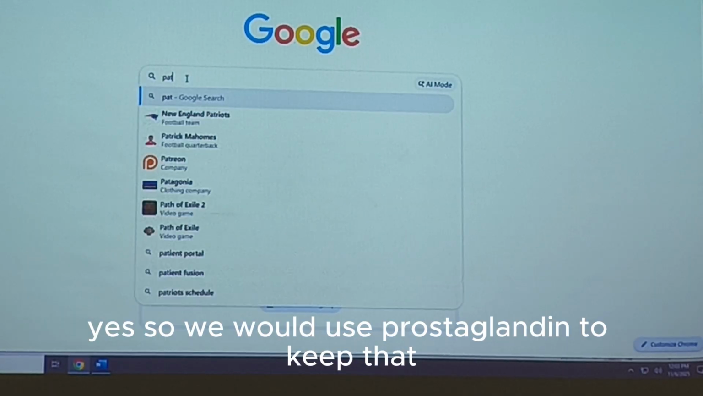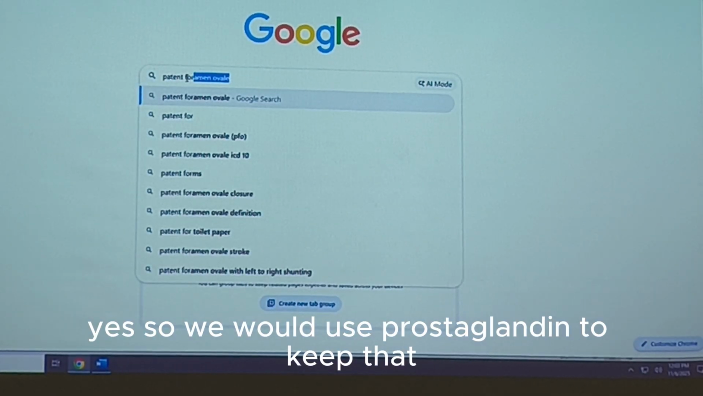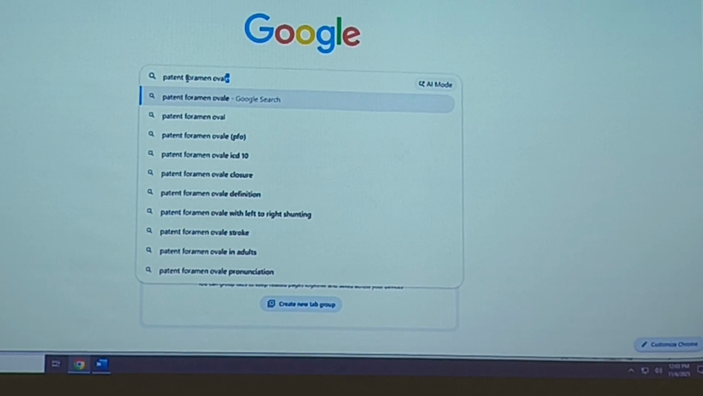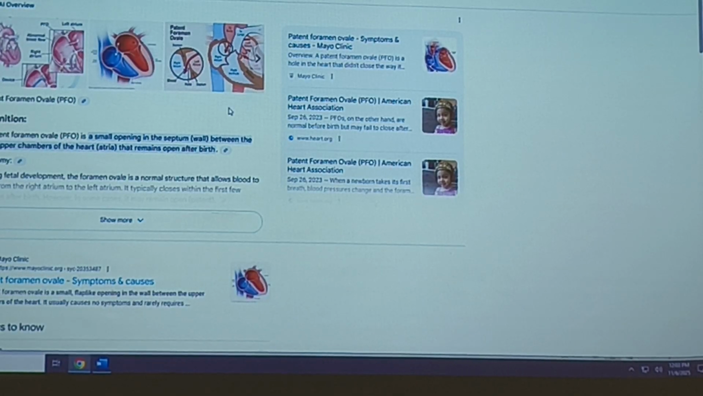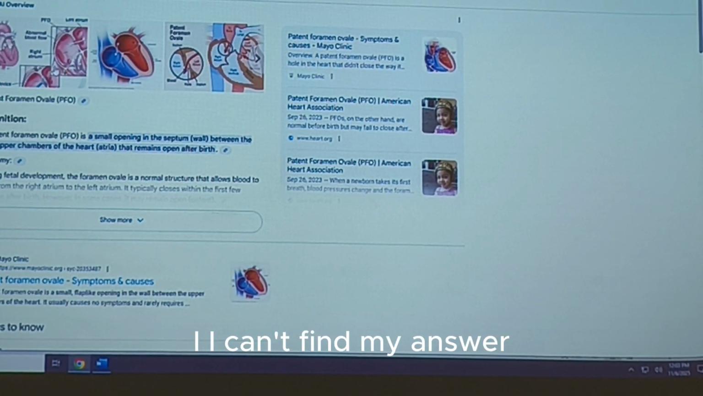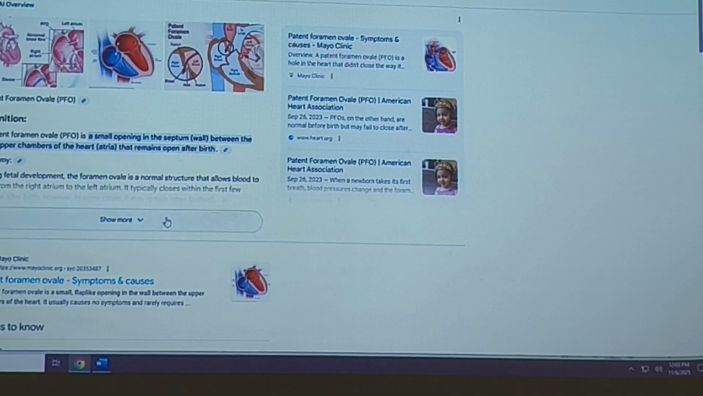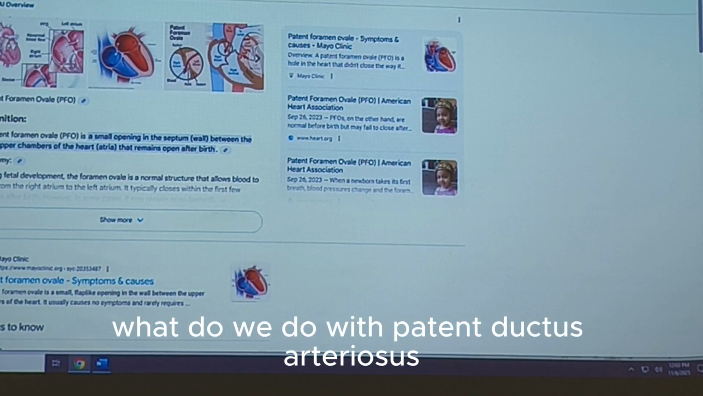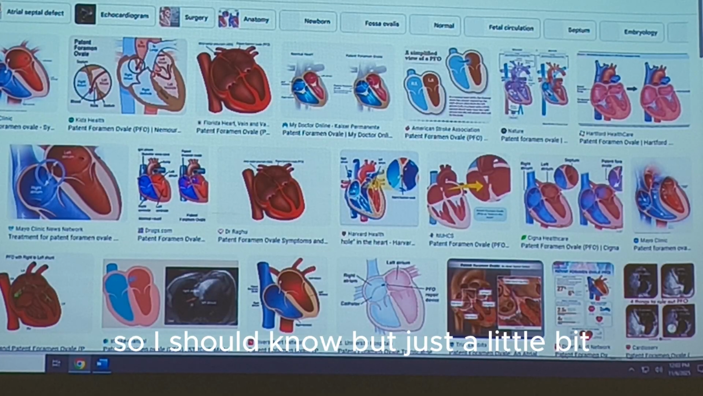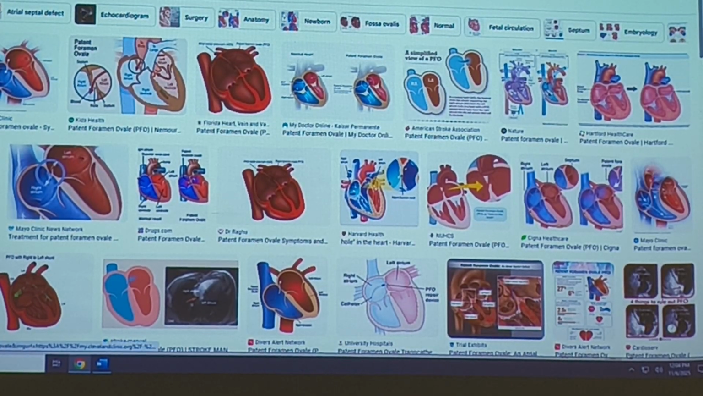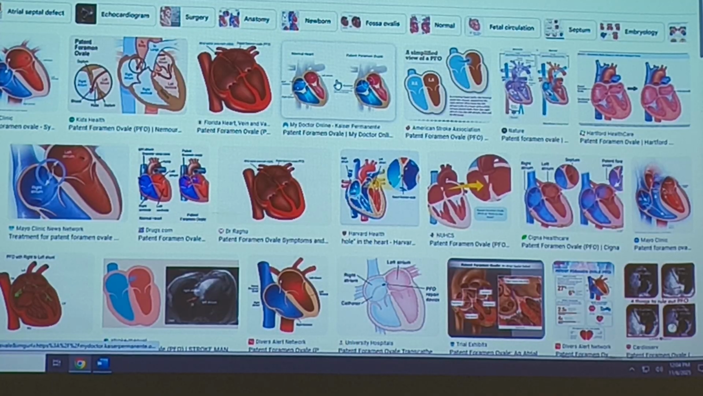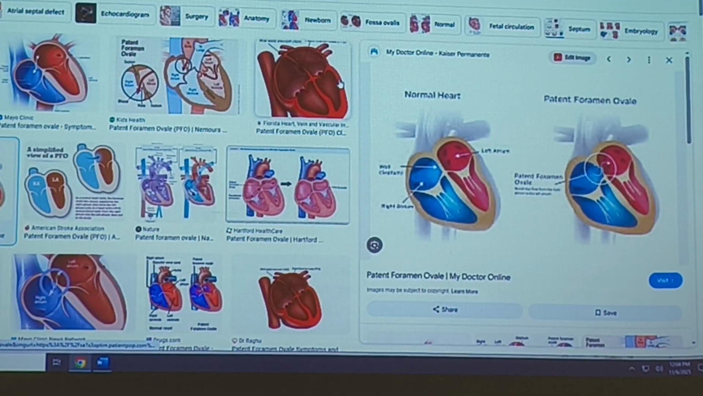Yes. So we would use prostaglandin E1 to keep that open. Never mind, I can find my answer. I was going to ask what we do with patent ductus arteriosus, but I should know. Just ignore it. Because that's the opposite of prostaglandin.